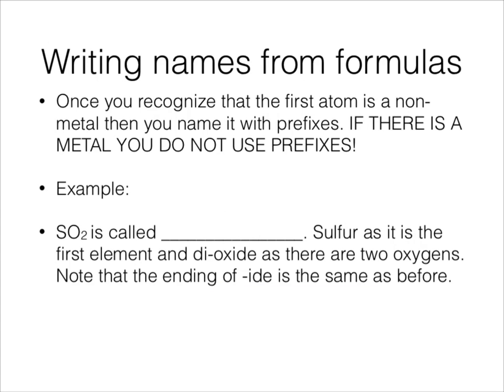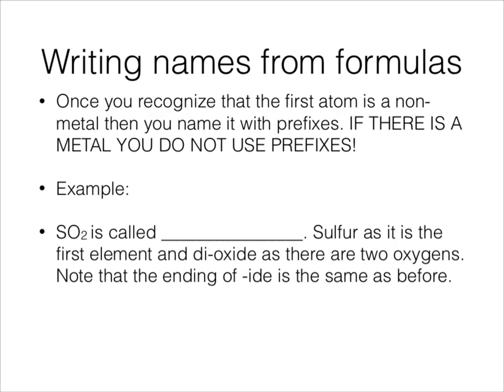So, writing names from formulas. Once you recognize that the first atom is a nonmetal, then you name it with prefixes. If there's a metal, don't use prefixes. The other weird exception to that is if you see NH4, which is ammonium, and that's a polyatomic ion, so it's still also an ionic compound.